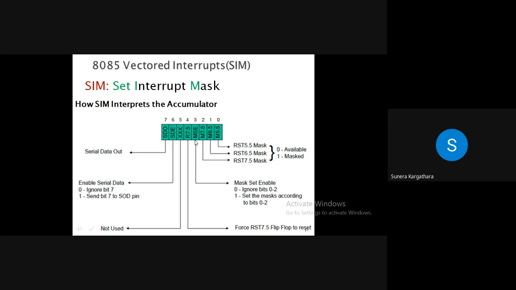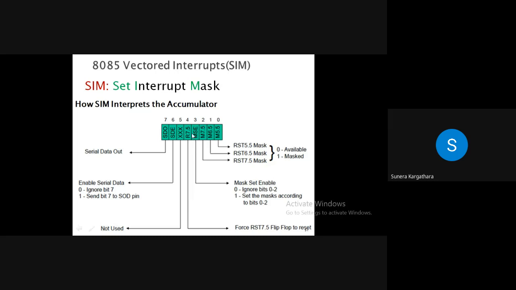Suppose the mask set enable bit is 0, that means you are not masking anything, right? If this bit is 0, that means now there is no need of configuring these 3 bits. But if it is 1, then you can set the mask for individual interrupts. Am I communicating? हाँ क्या आया? Should I repeat? Right? अजी एक बार समझ लो.